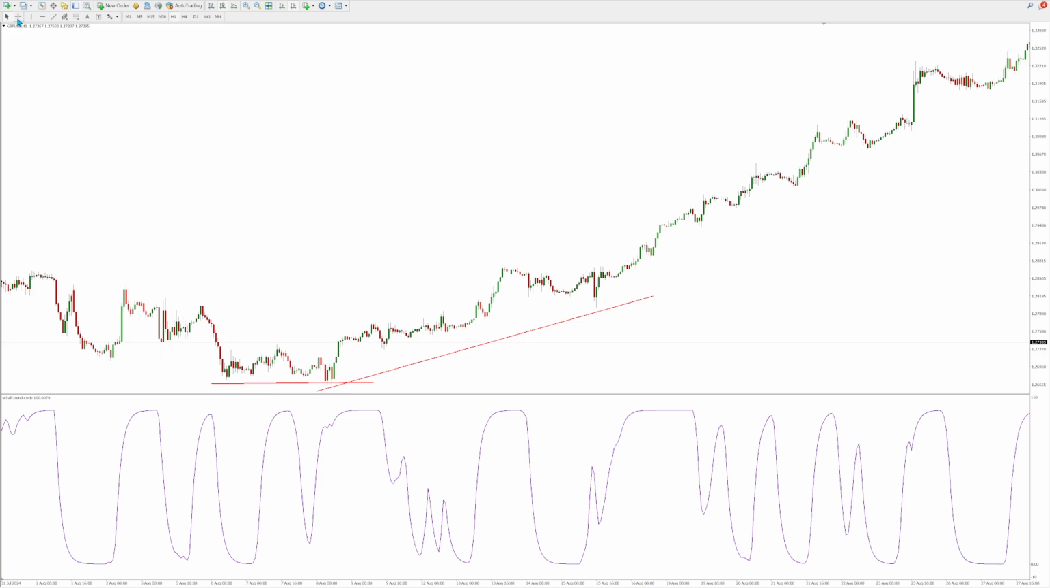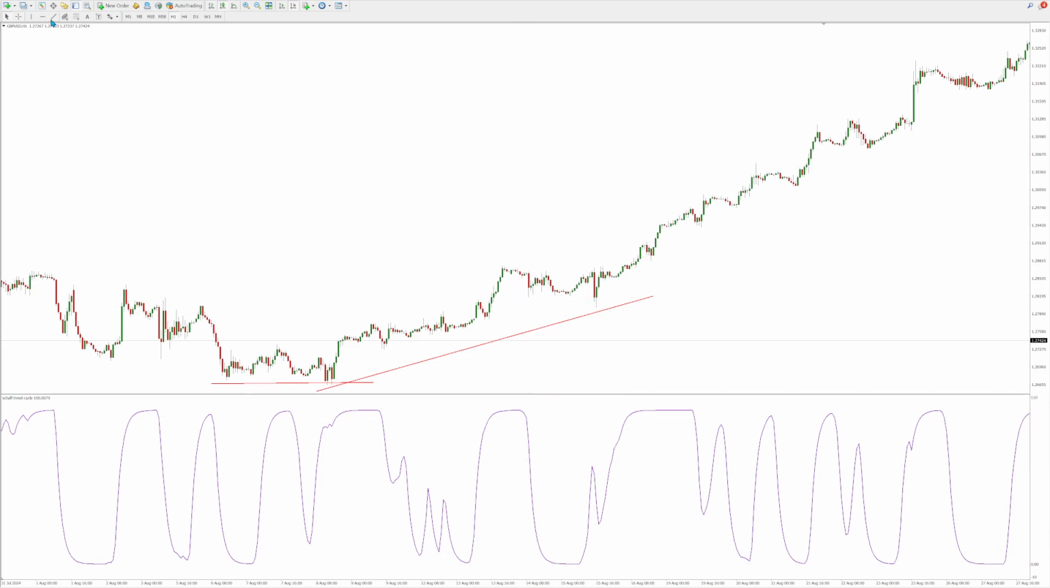Okay, so what we want to do is we want to wait for the trend cycle indicator to be oversold, and that's down here somewhere. Okay, if it's down here, it's oversold. If it's up here, it's overbought. Okay, so we can see it was overbought here after this nice rally upwards. And then as the indicator dropped, so did the price.